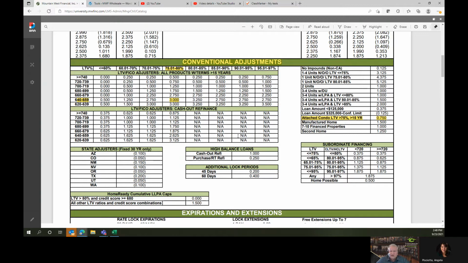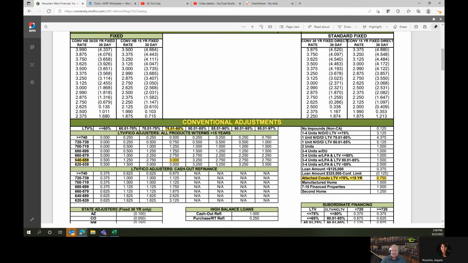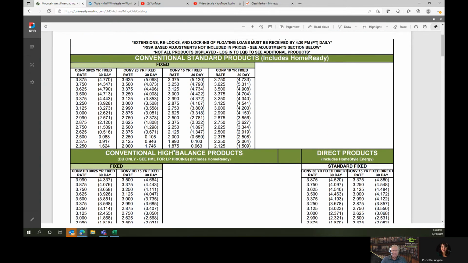Let's continue in that grid. It's not a manufactured home. They don't have 7 to 10 financed properties, and it's not a second home. Okay, so we should have all of our adjustments. If we add them together, the 3.0 and the 0.75, that gives us 3.75 total adjustments. Let's now go back up to the pricing grid itself.